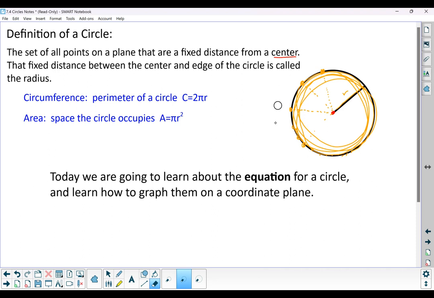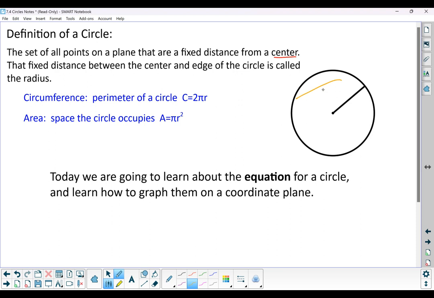The circumference formula and area formula of a circle are formulas that you should know and have memorized. Circumference, the perimeter of the circle, the equation for that is 2 pi times the radius, and the area of a circle, which would be the space that circle takes up, that area equation is pi r squared. We're not going to be using those two equations, but every time I can remind you of them, I want to, because you should have them memorized.